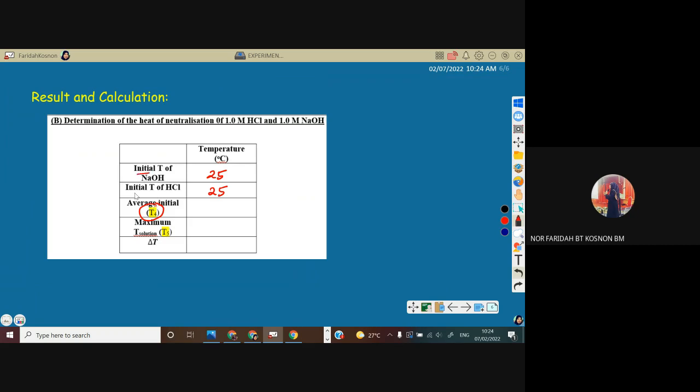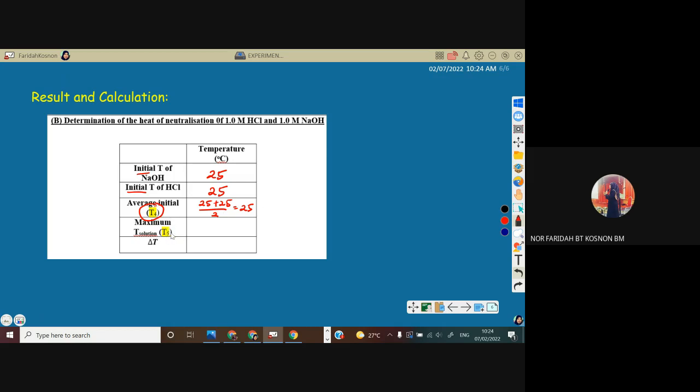Ni T4 ni macam mana nak kira? Ni kat initial, macam mana nak kira average? Purata, macam mana nak kira purata? Tambah semua tu bahagi macam tu. Contoh kat sini 25 plus 25 divide by 2. So kalau ini sama dengan 25. Ini contoh sahaja. Tengok data awak dapat macam mana. And then, this one is labeled as T4.